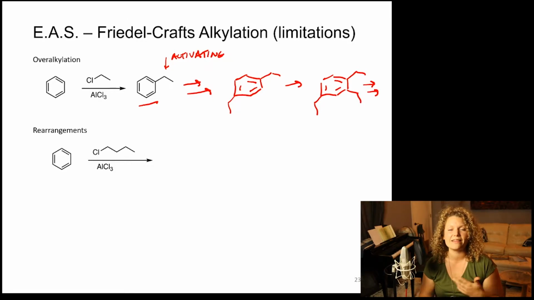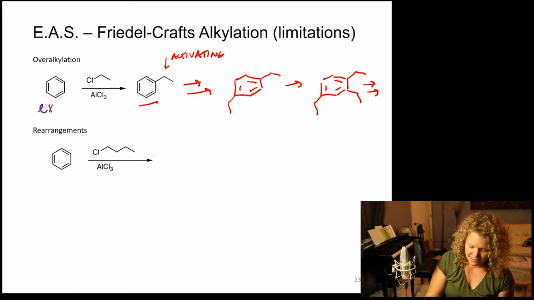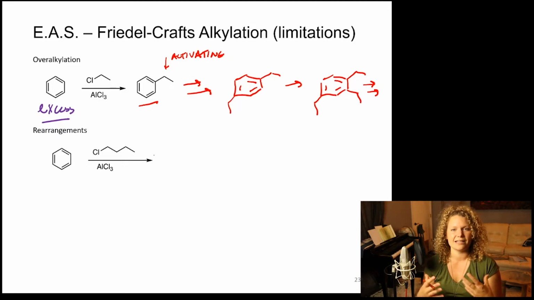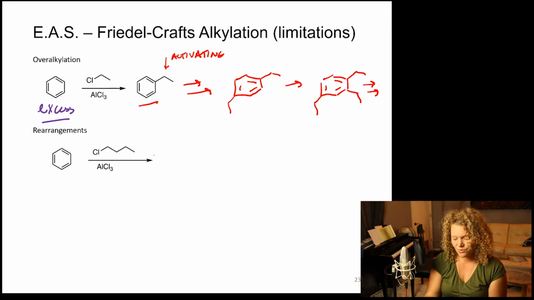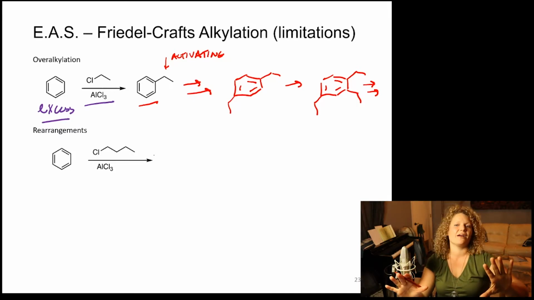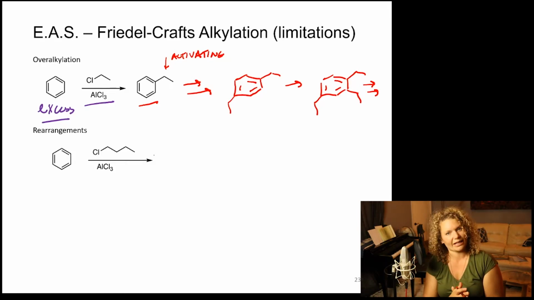So one way that we circumvent this issue is that typically we will use excess of our starting material, as long as it's something that's fairly inexpensive. Benzene is not an expensive starting material, so we would use excess benzene so that as soon as we make our electrophile, the majority of the aromatic rings it sees is in fact benzene. So this is one way we can get around that.